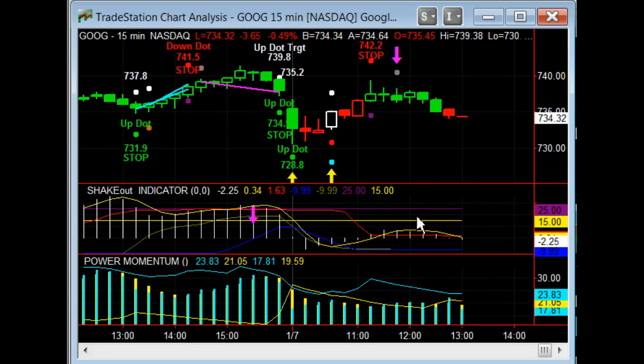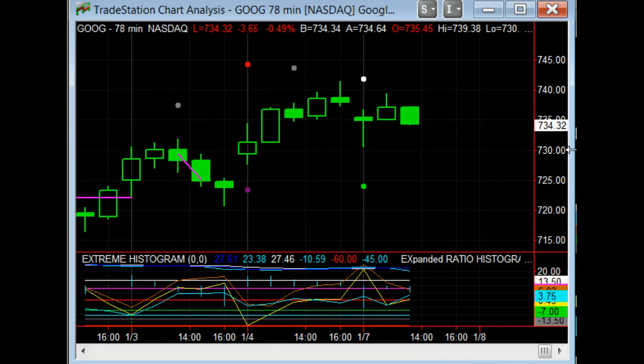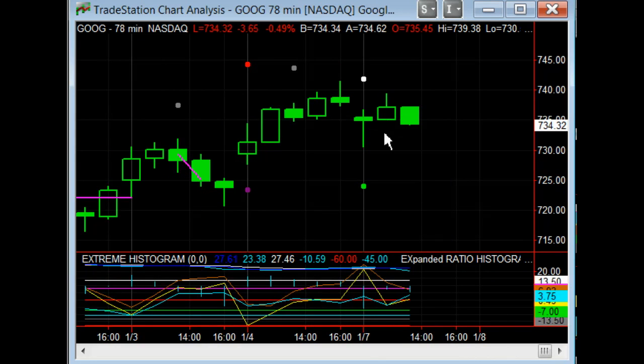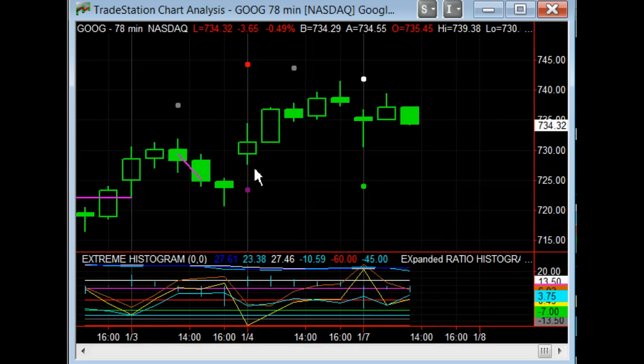But again, look at the histogram compared to over here. Oof, that's ugly. So that may actually further resolve to the downside. Let's check a 78-minute of Google and see if we have any clarification. No, not really. Actually got a green dot buy setup within that one. So it could just be momentarily doing a little retrace. We had this red dot set up right here for a short. So, a little bit of a conflict. Never hit the stop on it.